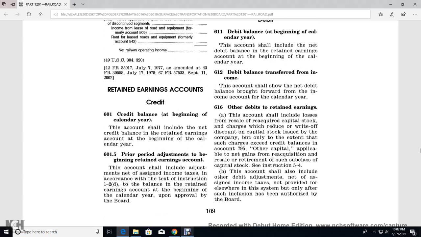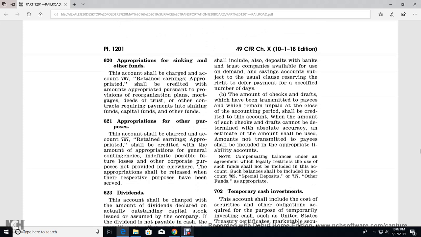The account shall include the loss on resale of required capital stock, or the charge for the write-off of the discount on capital stock issued by the company, only to the extent such charges exceed the credit balance of account 7095, other capital, applicable to net gains on the reacquisition, resale, or retirement of subclasses of capital stock, see instruction 5.4. The account shall also include other debit adjustments, net of the assigned income tax, not provided elsewhere in the system, but only after such inclusion has been authorized by the board.